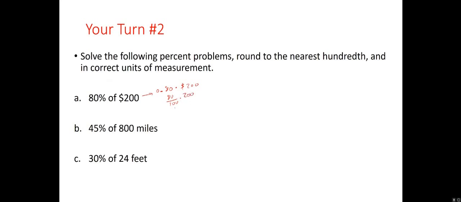if you know that 80 divided by 10 could be reduced as 8 over 10 times 200, or if you want to reduce even more, you would know that 4 over 5 times $200 will get you the same answer as all the rest. So just be aware that there's many different ways you can represent your situation to get the same answer. Now, correct units of measurements, of course, this answer is going to be in dollars. So your answer is going to be in dollars. Miles, your answer is going to be in miles. Feet, your answer will be in feet.